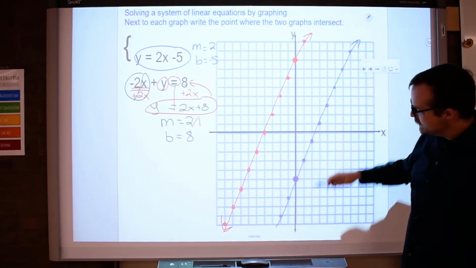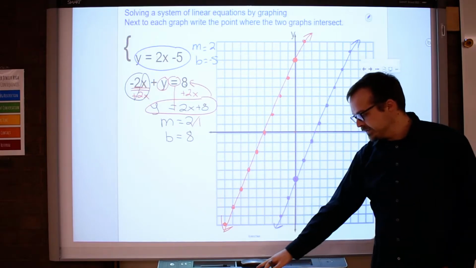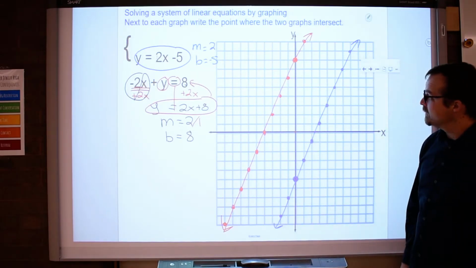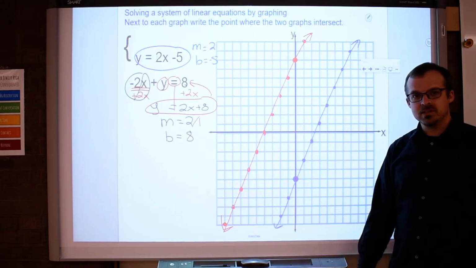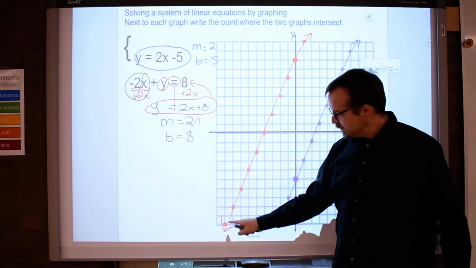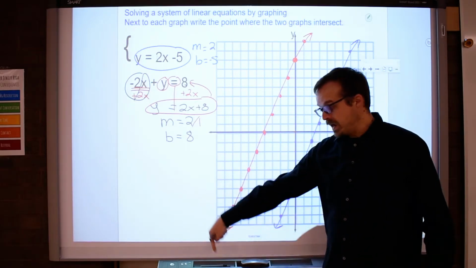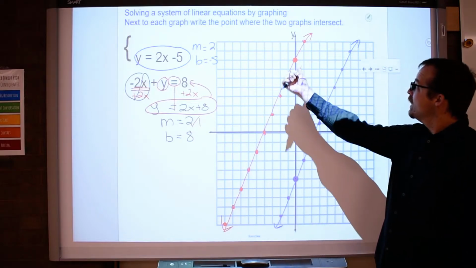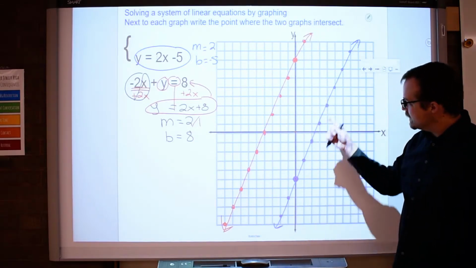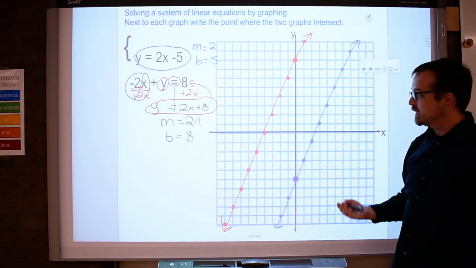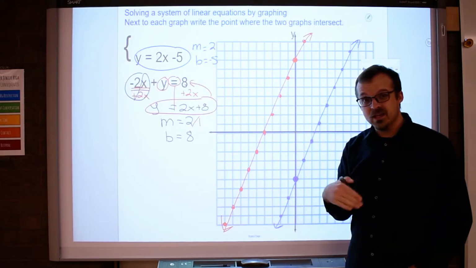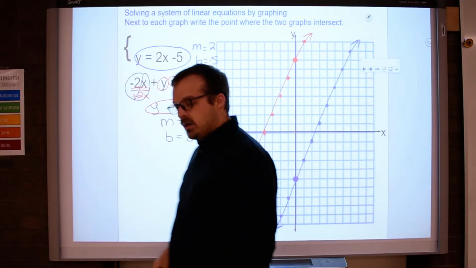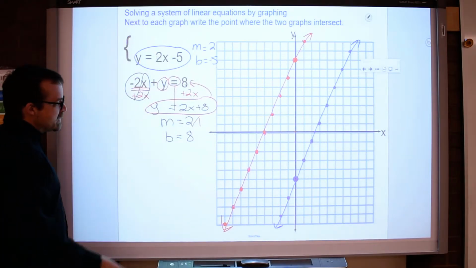And if the solutions are where the lines intersect, how many solutions does this have? Well, are they ever going to intersect? Because every time this goes to the right 1 and up 2, this line does the same thing, goes to the right 1 up 2. So these two lines will never intersect. What do we call two lines that never intersect? We call these lines parallel lines.